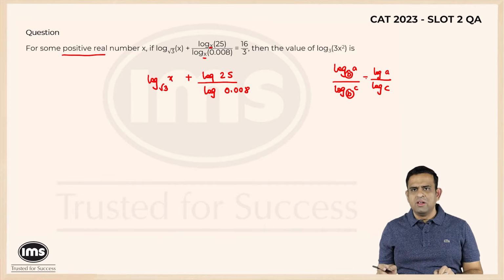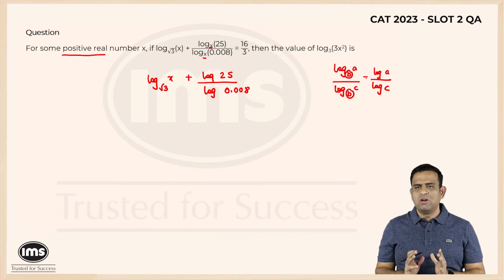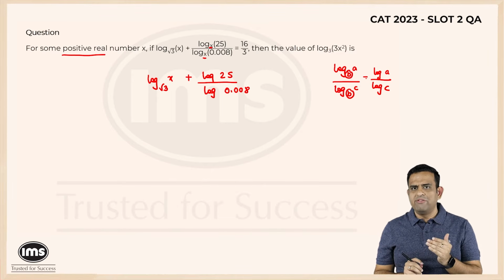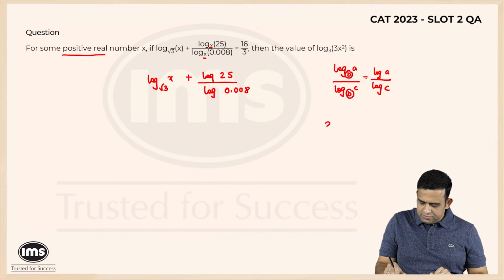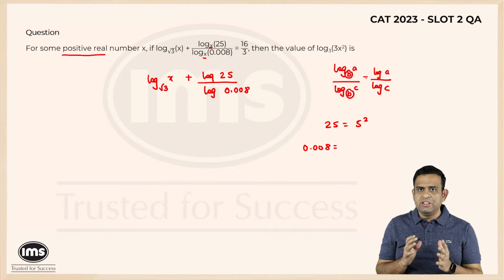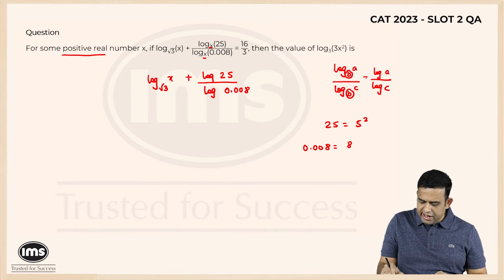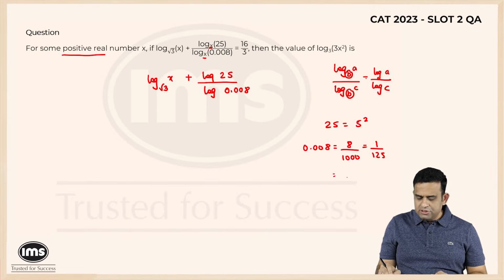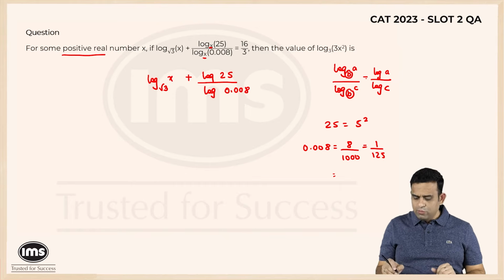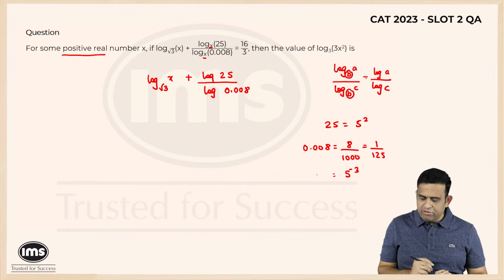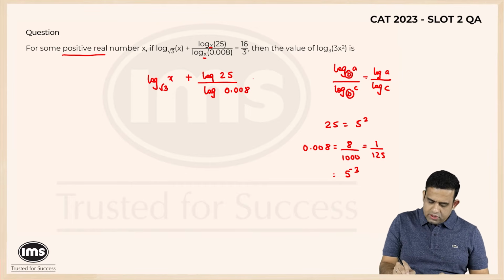Now, if I look at the number 25, I can think about 25 as 5 square. Now, what about the number 0.008? If I convert this in terms of fraction, I can say this is 8 upon 1000, which is 1 upon 125. And this is 1 upon 5 cube, or 5 power minus 3. This thing is equal to 16 by 3.